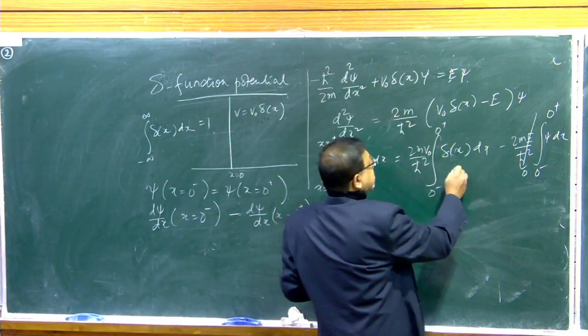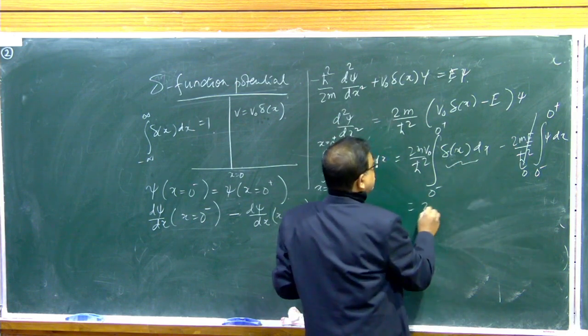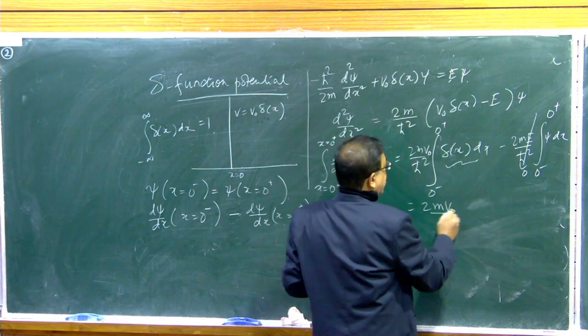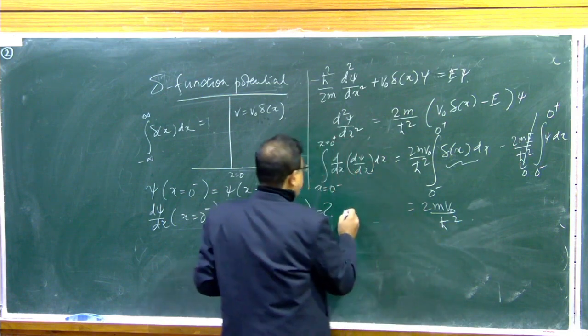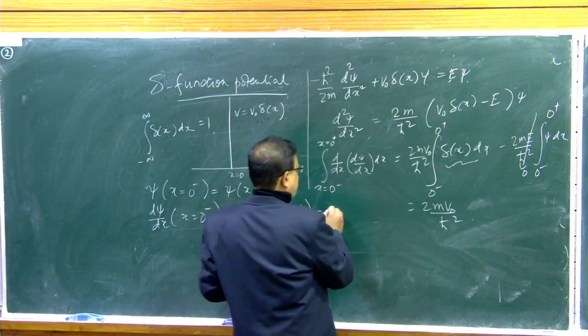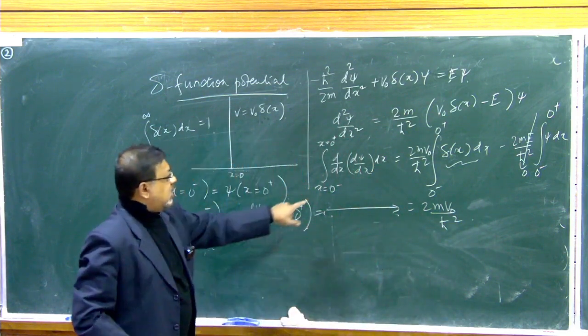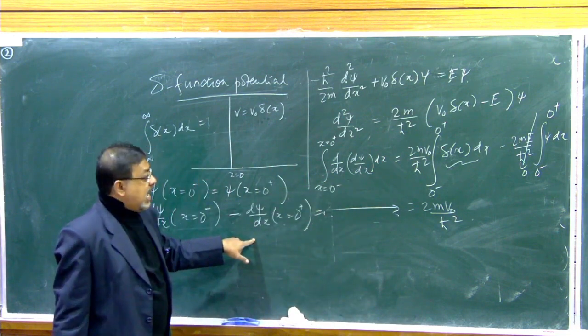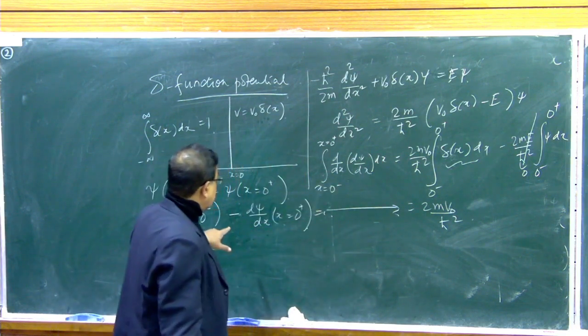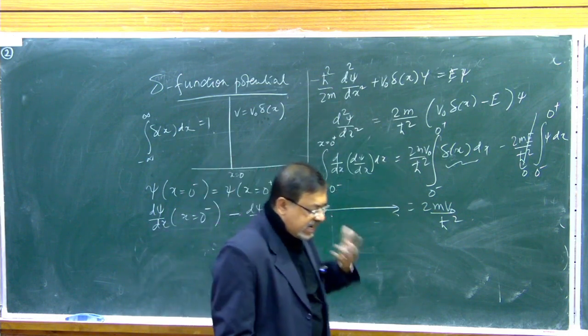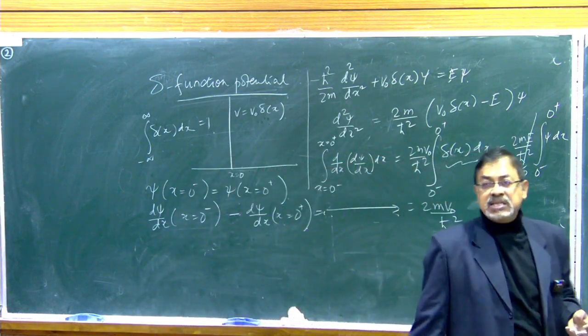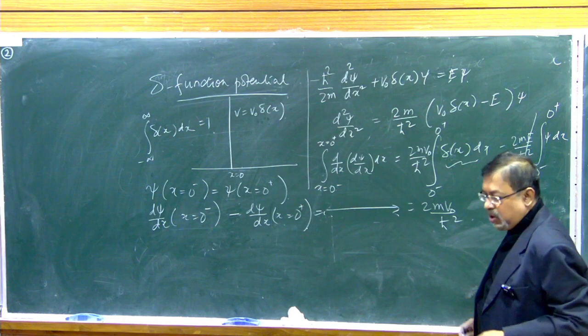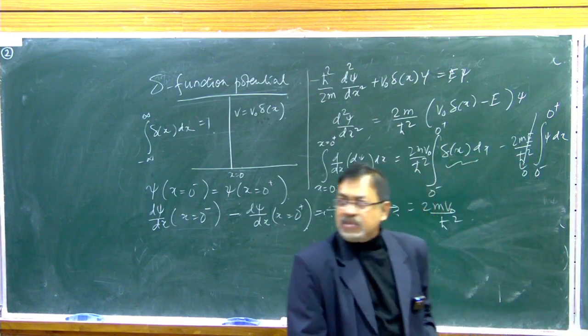This one is equal to 1. So this is 2m V naught by h cross square, and now I get exactly this thing. The left hand side gives me this, and so the gradient has a discontinuity that is given by this 2m V naught by h cross square.